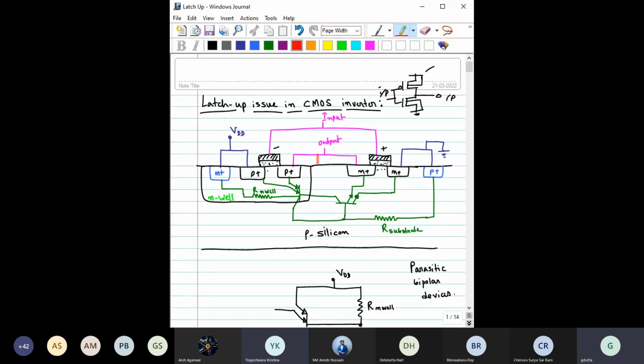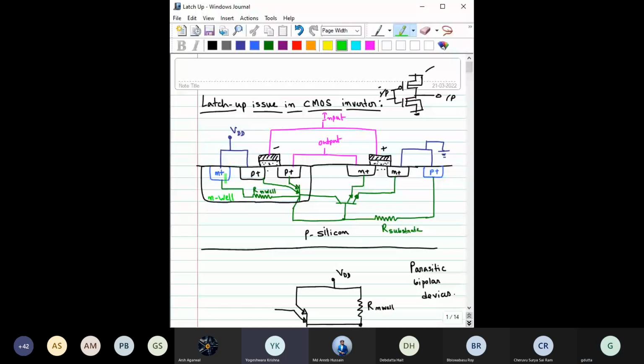Now let us try to understand it a little bit more. For this P plus, one terminal is connected with VDD. Another terminal is connected with the output. This is N region, that is also fine. But at the same time, this N region cannot be floating for a BJT. It should have some terminal connected. So you can see this N is being shorted with this N plus, so there is a connection to this N region as well.